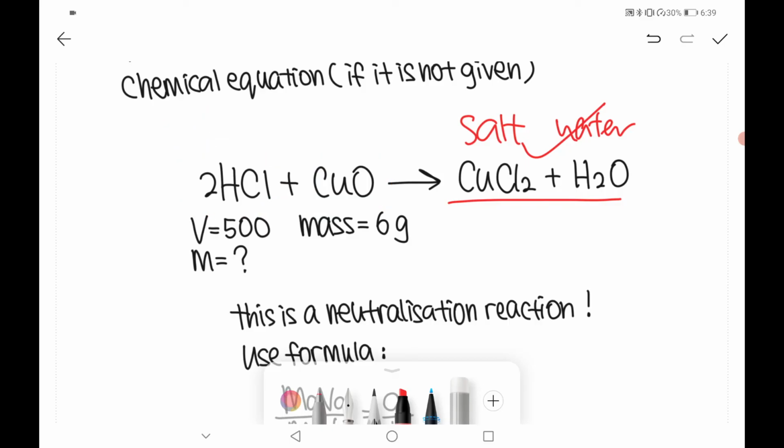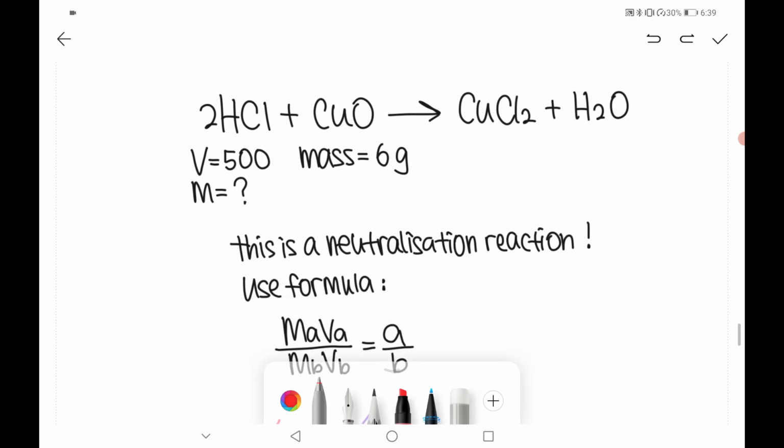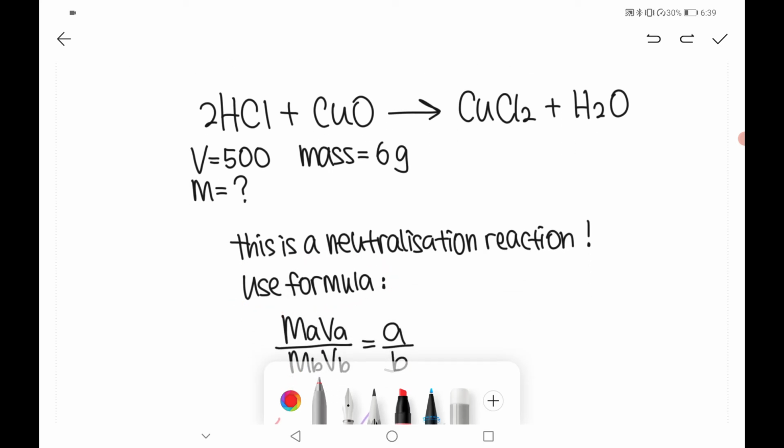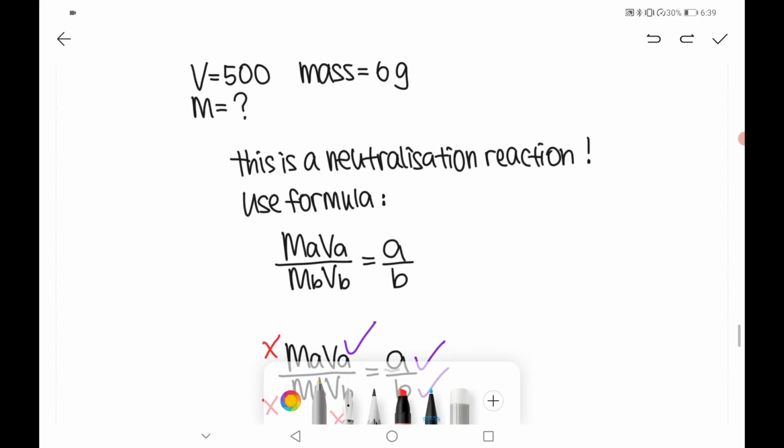Okay, so yes, we know this is a neutralization reaction. For a neutralization reaction, we can do the calculation by using the formula MAVA/MBVB = a/b. So what is the problem? Okay, the problem is this.